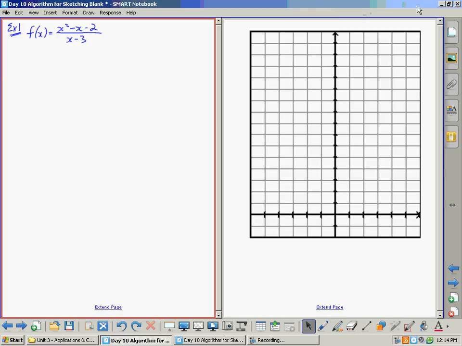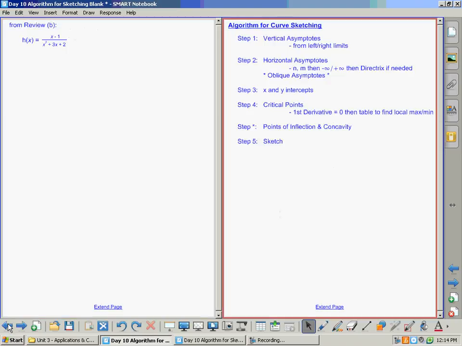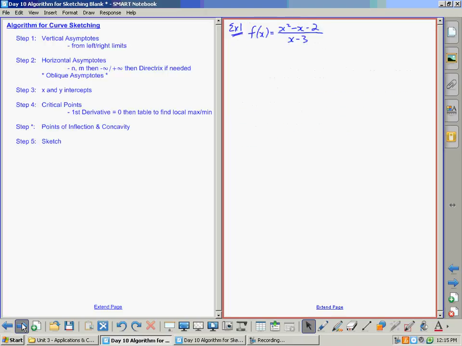Okay, so I've split screen here so that we can do all the work on the left-hand side and then we can actually do it on the graph on the right. So, remembering our algorithm of steps, we're going to find vertical asymptotes, test their limits, horizontal or oblique asymptotes, test their limits, x and y intercepts, and then the new thing is to find the critical points, doing the first derivative tests, and then we'll put it all together and finish the sketch.